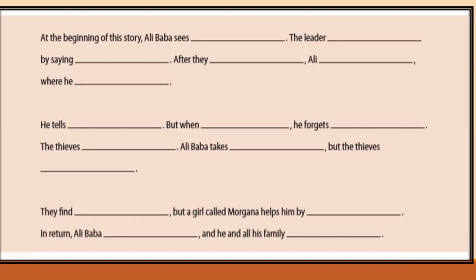Let's summarize the famous folktale Ali Baba and 40 Thieves. As we have studied before, we should use the present simple tense in the summary.